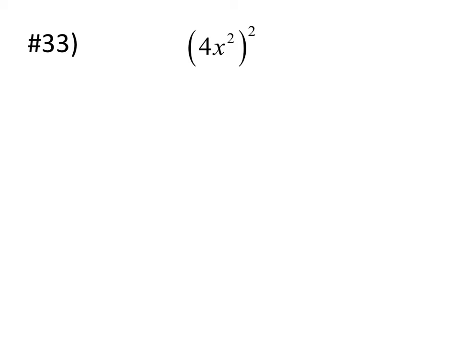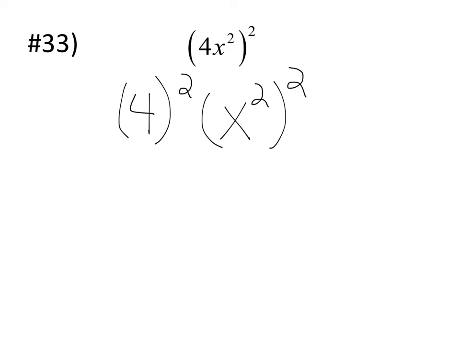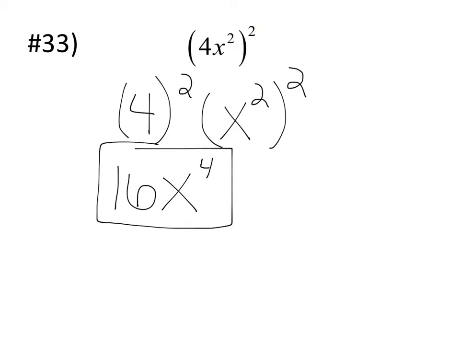Okay? So here we have 4x squared, squared. So you need to make sure that you give the squared to all the pieces. So 4 is being squared and x squared is being squared. So you need to say 4 squared and then x squared is squared. So 4 squared is 16, and then x squared squared is you take 2 times 2, so you get x to the 4th. So that is 16x to the 4th.